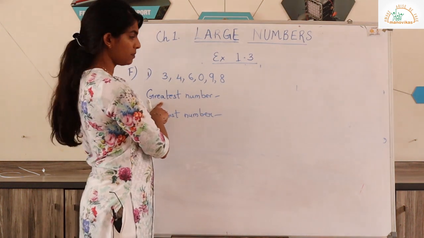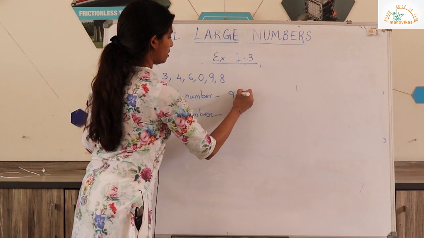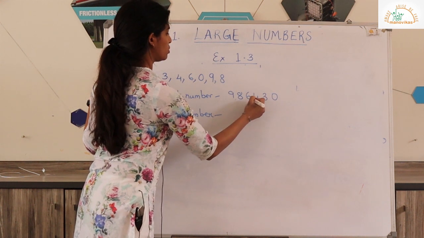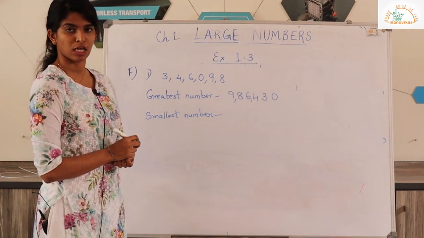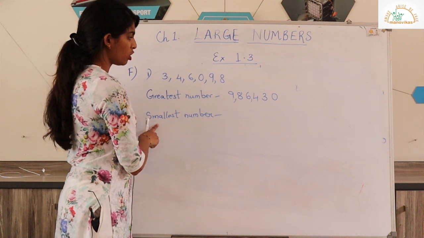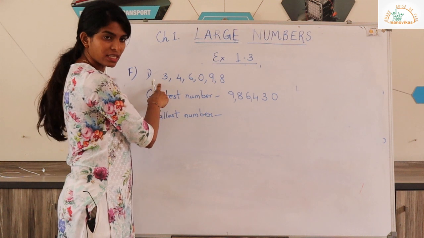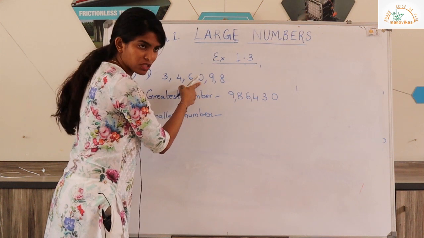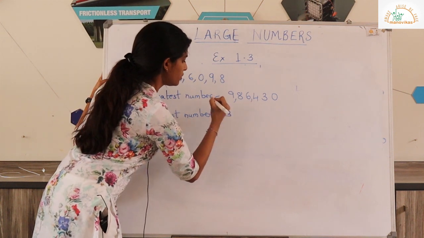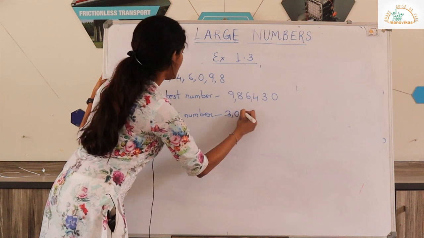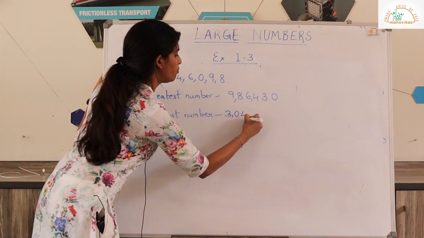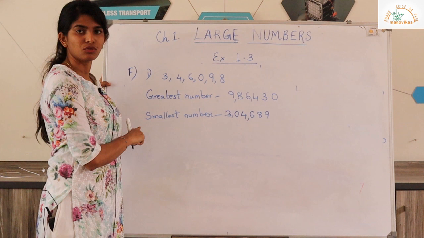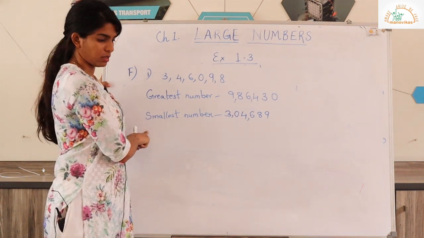So let's start with the greatest number. We have to write 9, 8, 6, 4, 3, 0. Here we get the greatest number. Now we have to write the smallest number using the same digits. We cannot repeat; they said use only once. So the smallest digit here is 0, but I cannot start with 0, as I told you all. We have to use 3 first, then 0. Then which is the next number? 4, 6, 8, 9. This is the way you have to do the greatest number and the smallest number.